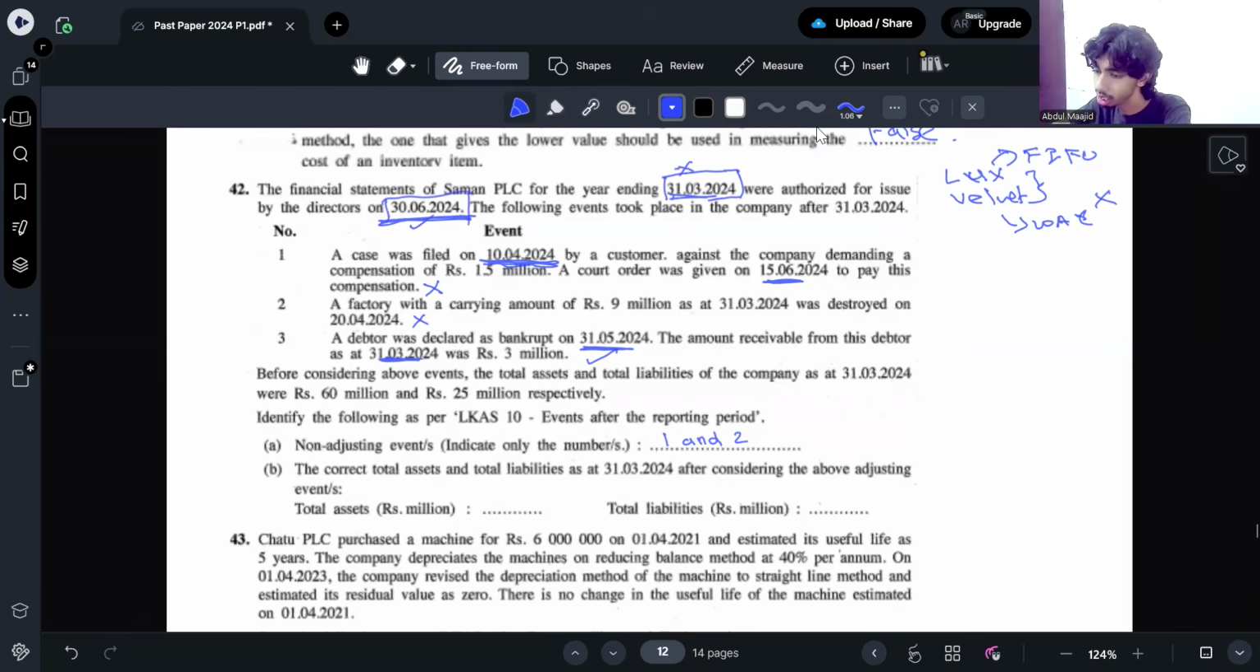Then B, the correct total assets and total liabilities after considering the above adjustment. Now they have given the assets that they have calculated as 60 million. Now the only adjusting event is the third one, right? Third one, we should adjust this debtor as bad debt. Then that will reduce the value of our debtors. Then what will be our total assets now? 60 minus 3. The assets will be 57. Will there be any change to liability? Now the first and second are non-adjusting events. The third one doesn't affect liability anyway. The liability won't change. Total liability will be 25. It will not change. Okay.